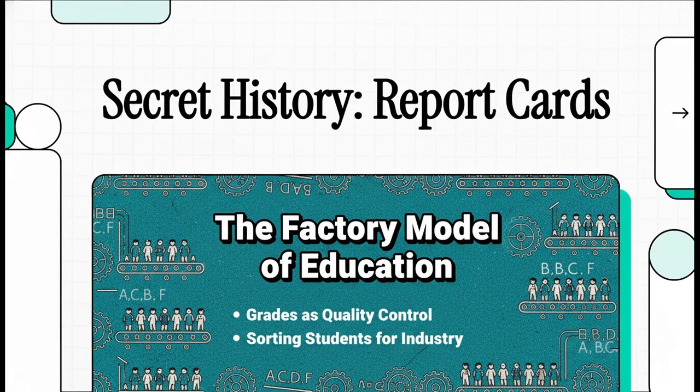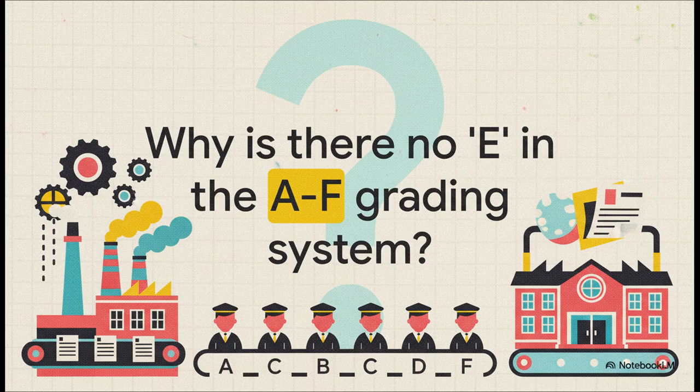Okay, let's get into it. And it all kicks off with this one simple question. I bet you've wondered about it yourself. Why in the world is there no E in the AF grading system? It just jumps right over it.